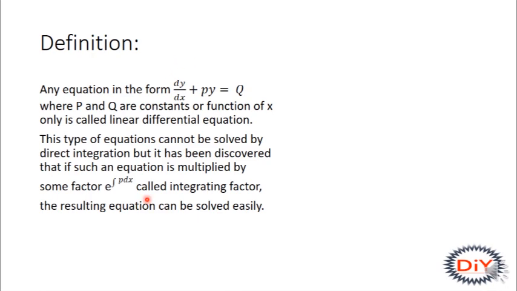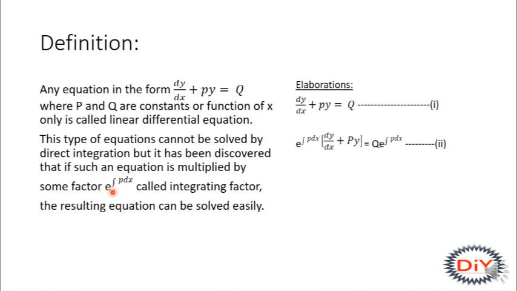And please, let's take note of this. We are going to be using it very well during the course of the lecture. So now to elaborate this definition, I bring out this formula. The definition says any equation in the form dy over dx plus py equals q, and this is the equation. And we're told here that it has been discovered that this equation will be multiplied by what? By integrating factor, which is e raised to the integral of p dx. Now, if you multiply both sides by e raised to the integral of p dx, you get this.